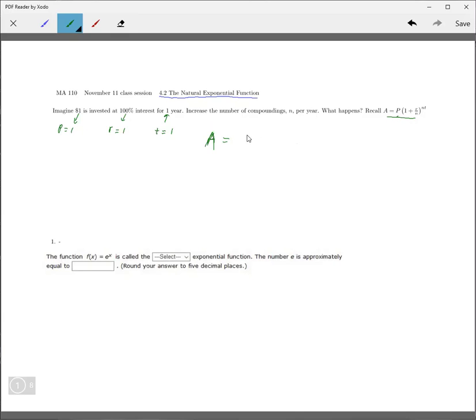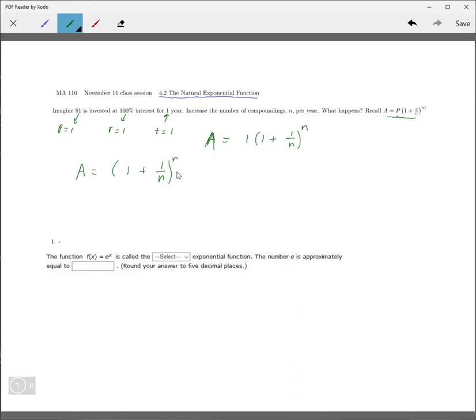So P is 1, and then we have 1 plus R, which is 1, over n, which we're going to leave as a constant, raised to the n, and T is 1, so that's just raised to the n. So really, the amount that you're going to get is (1 + 1/n)^n.